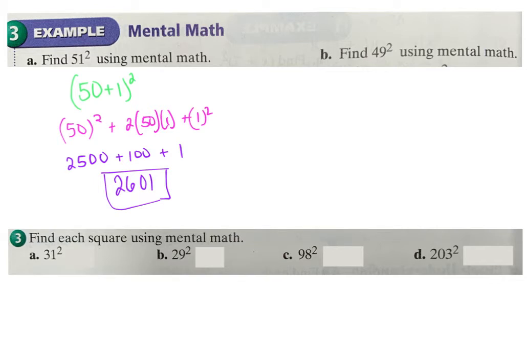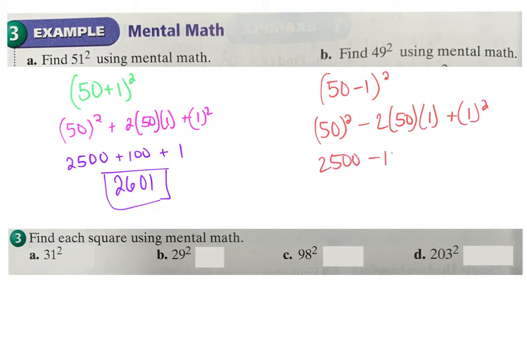For 49, same concept. So you're basically trying to say, what am I closest to? I would not say 40 and 9 here. That would not be the easiest way to do that. I would actually say 50 minus 1. So if I did 49, I would use the same concept, but do 50 minus 1 squared. Same thing. I'm going to square that 50. I'm going to subtract the product, doubled. And then I'm going to square the last one. So again, I would have 2,500 minus 100 plus 1. And then obviously 2,401 for this one.